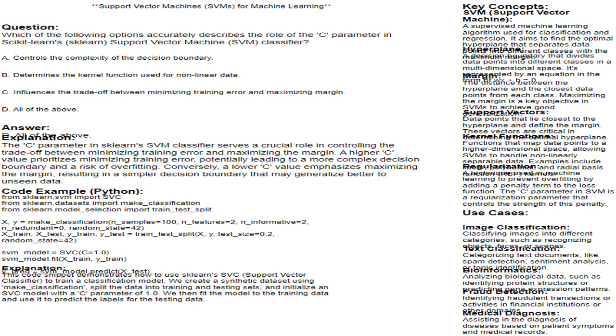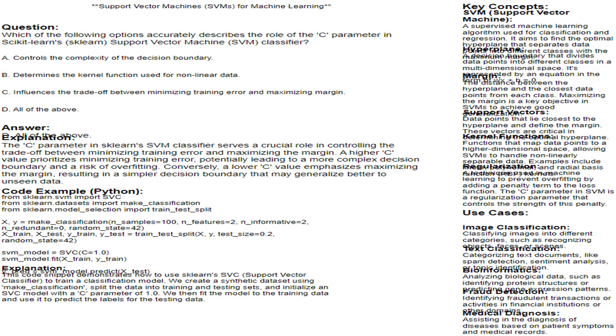Common kernel functions include linear, polynomial, and radial basis function (RBF) kernels. Each kernel has its strengths and weaknesses, and the choice depends on the nature of the data. Incorrect. The C parameter directly controls this trade-off.